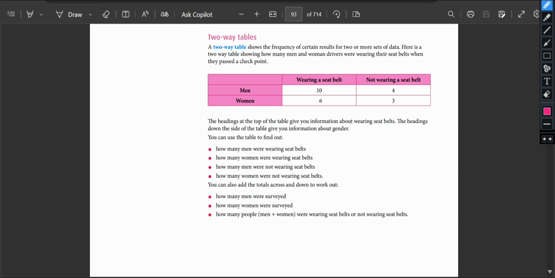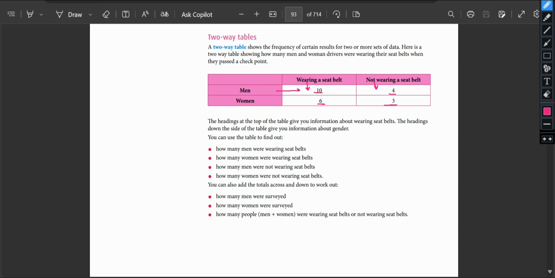और अब यहाँ पर इसको रीड करने का तरीका ये होगा कि we have to look from here and here as well. So men, how many men are wearing a seat belt? That's how you are going to write it down. So wearing a seat belt and then men. Similarly, men not wearing seat belt. Men wearing seat belt is 10, men not wearing seat belt is 4. Similarly, you can see woman wearing a seat belt over here and woman not wearing a seat belt over here.